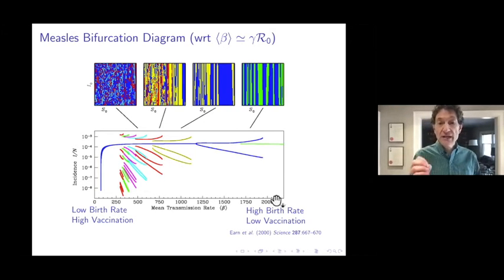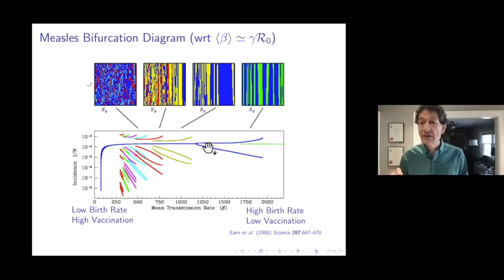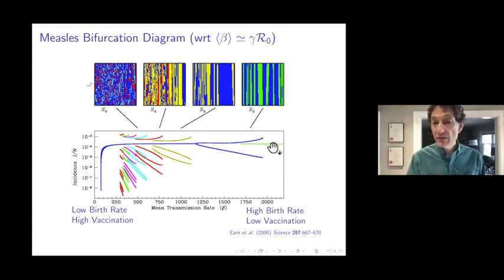The horizontal axis is the mean transmission rate, or equivalently R0, which is proportional to that. In the 1960s, when R0 was measured as about 17, that corresponds to a mean transmission rate about here. And what this predicts is that there should have been a biennial cycle. As I mentioned, there's great agreement. But then an increase in birth rate would push you up here, potentially seeing an annual cycle, or a reduction in birth rate or vaccination would push you down here, where there are many coexisting stable cycles.